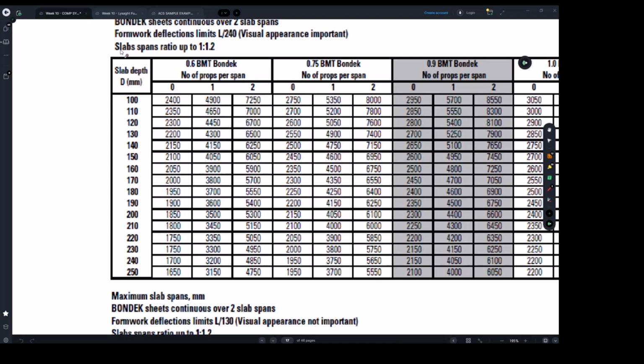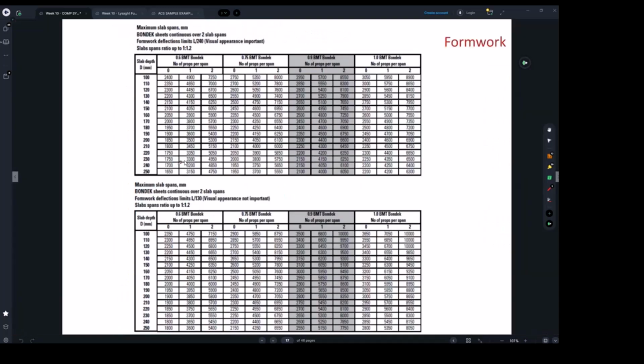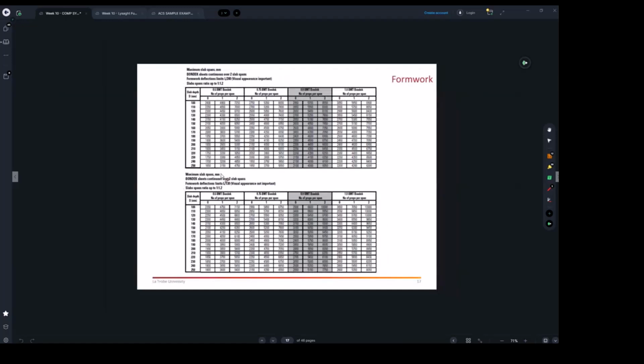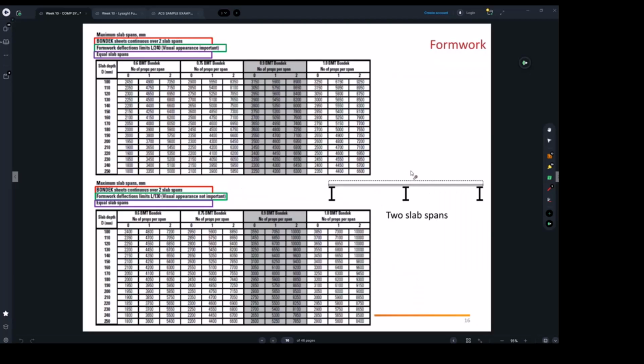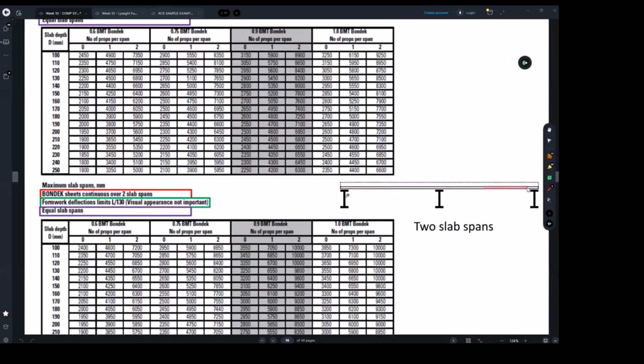Someone will ask me, what about if the ratio is different? If it's higher, say 1.5, then it has to be designed by an engineer. You cannot use the table because the steel reinforcement is going to change and the deformation is going to change. Okay, so that's basically what we're talking about. And remember here, the bonding has to go continuously over. If you stop and start the bonding, it's not a problem.